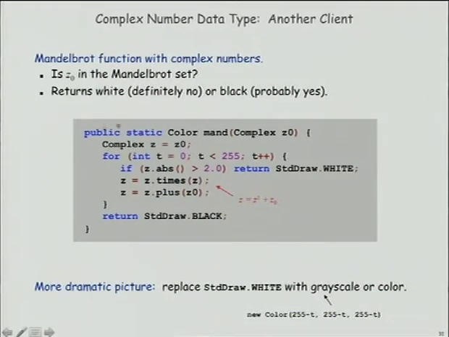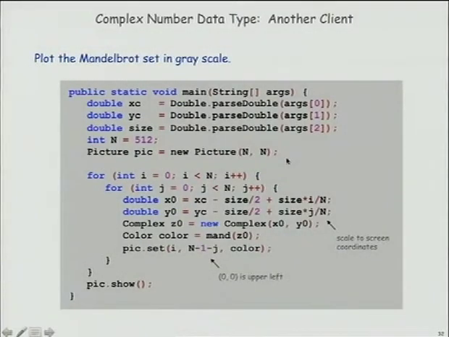And remember, with this code, it would have been possible to implement it without using a complex class. But then every time you use z times z, you would have to implement that full formula, and you would have to keep track of all the x components and the y components, or the real parts and the imaginary parts of a complex number. Okay, so let's see what I do there.